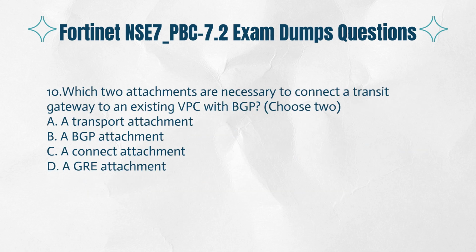10. Which 2 attachments are necessary to connect a transit gateway to an existing VPC with BGP? Choose 2. A. A transport attachment. B. A BGP attachment. C. A connect attachment. D. A GRE attachment.